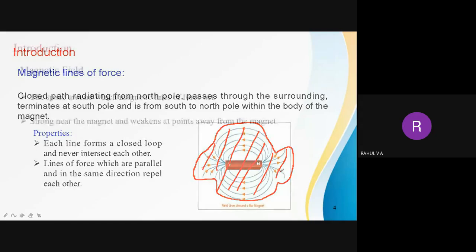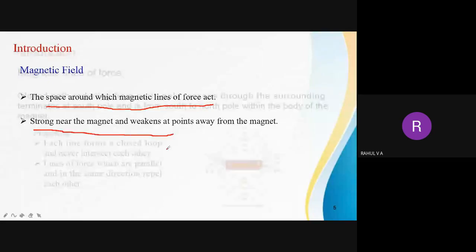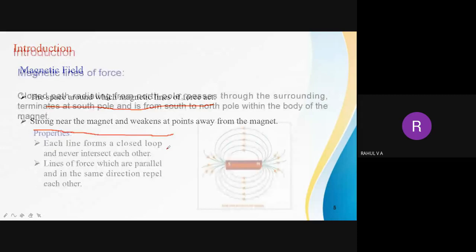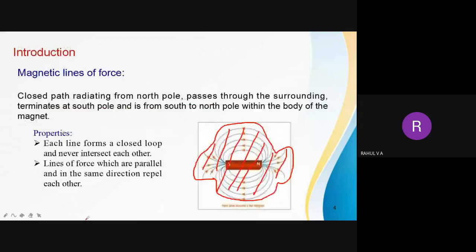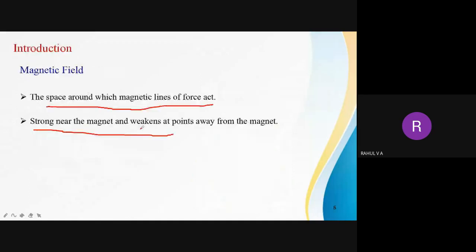Okay. What is the property of a magnetic field? It is strong near the magnet. Okay, so near the magnet, the effect of the magnetic field is very strong, and as we go away from the magnet, it weakens. So it weakens at points away from the magnet.